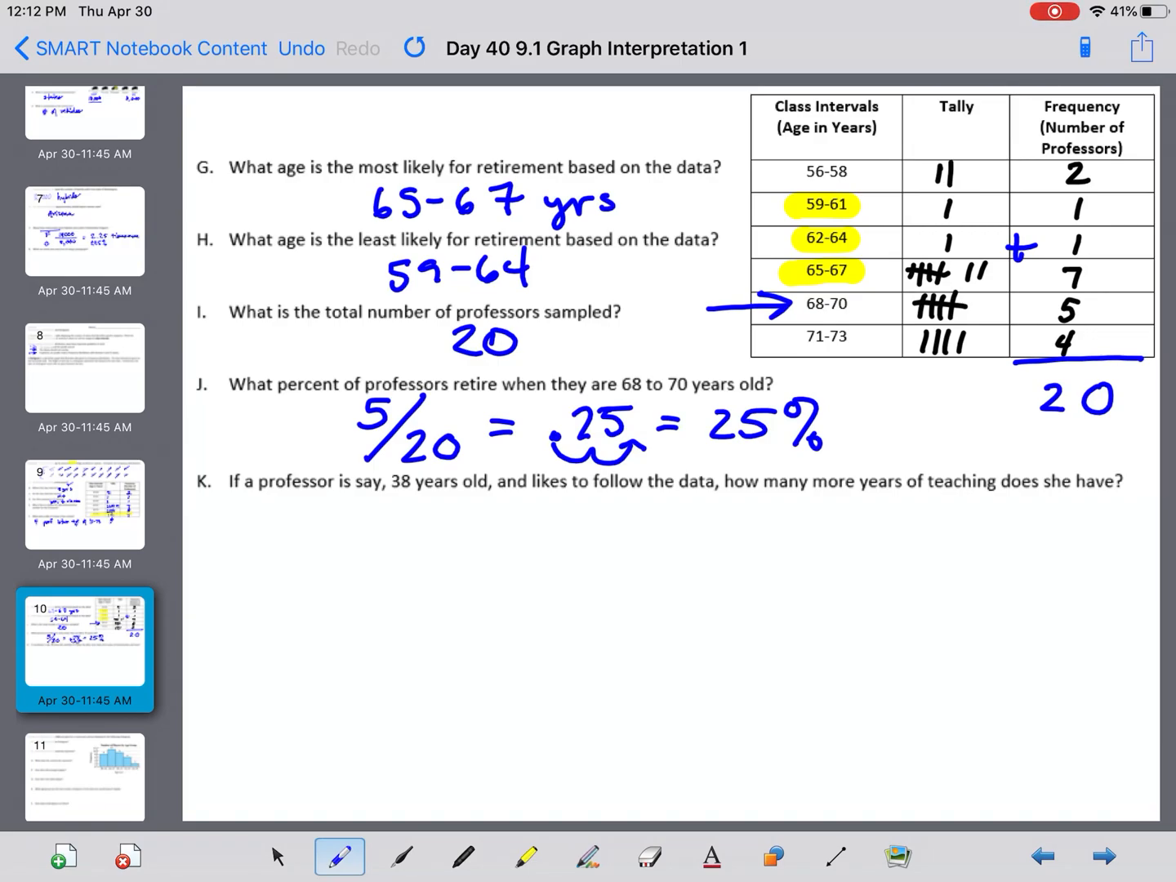And so then for this next question, say if I'm 38 years old and I like to follow data, how many more years of teaching do I have here? Well, I'm 38, and it looks like the most likely retirement age is going to be between 71 and 73 years old. So I've got about 29 years or so more to go.